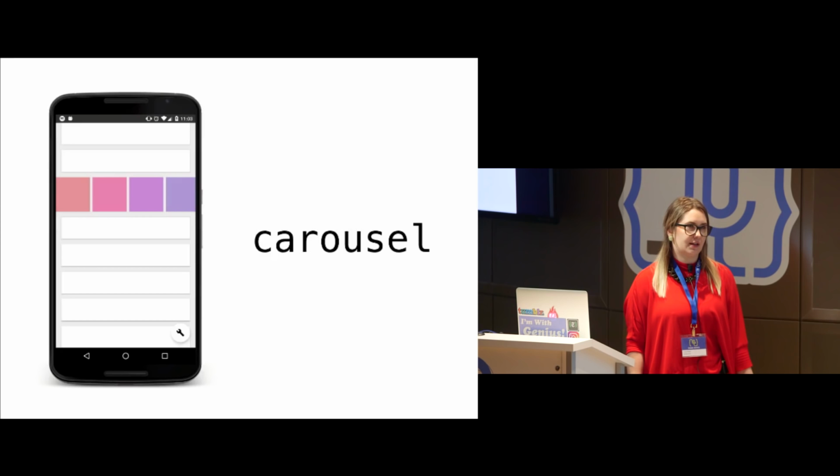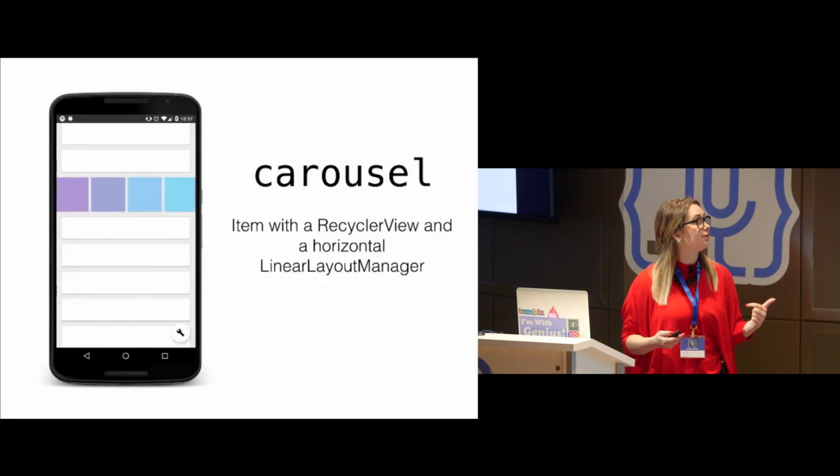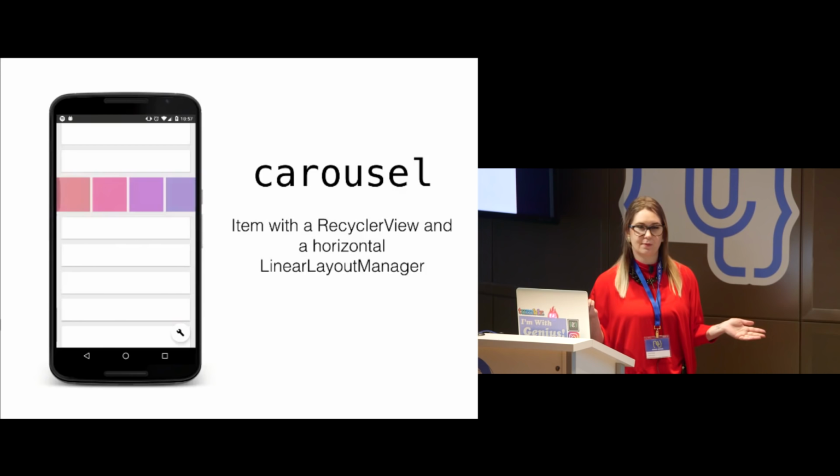In a recycler view, you just make an item with a recycler view in it and give it a linear layout manager that is the opposite of your main list. So for this one, my main list is vertical. It's horizontal. That's really it. There's no trick. You don't have to do anything special to delegate the touch. It just works. This is how the leanback library works. I believe this is how Google Play works.